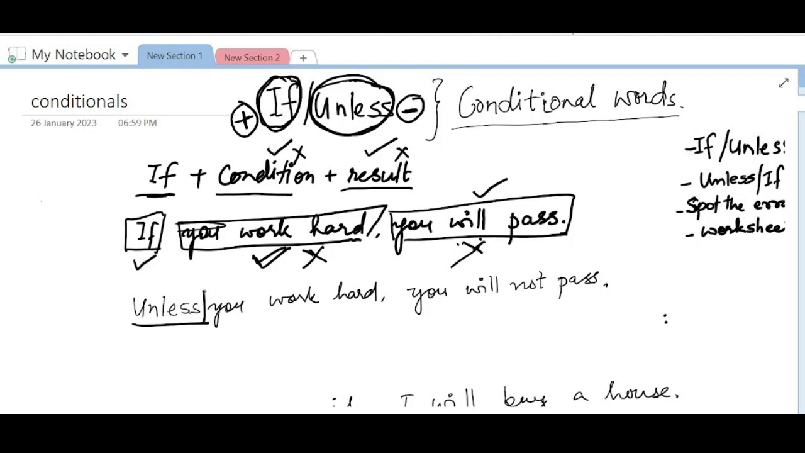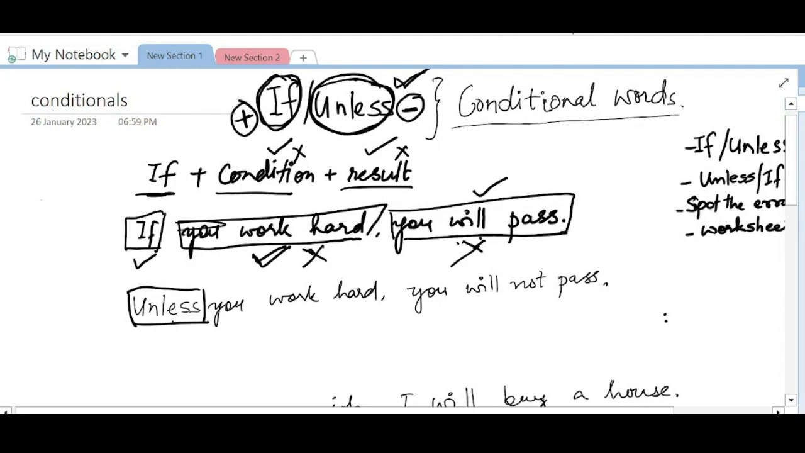Now, let's come to the other word, that is unless. How to use unless in the place of if. Now, I need to remove if and use the word unless, as I have already told you that unless is a conditional word and it is a negative word, right? So, unless you work hard, you will not pass. Again, we are following the same format: conditional word, condition, and the result.